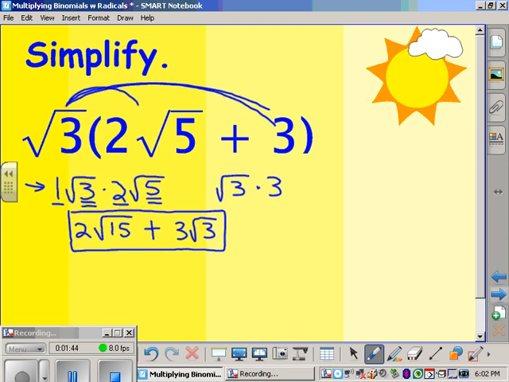We cannot simplify this any further because in order to add radicals, the numbers under the radical would have to be the same to be like terms. So this would be as far as we could go in this particular problem. Let's look at additional examples.